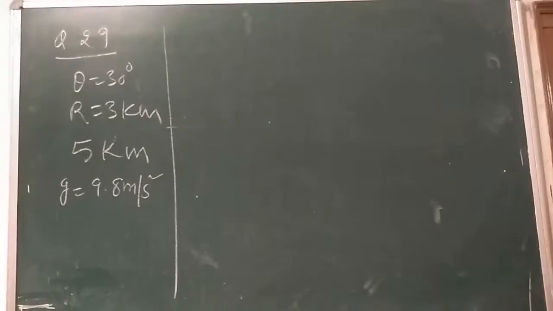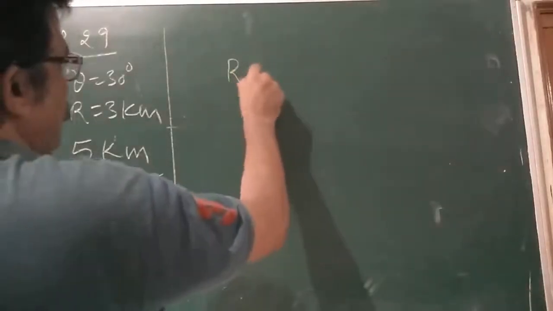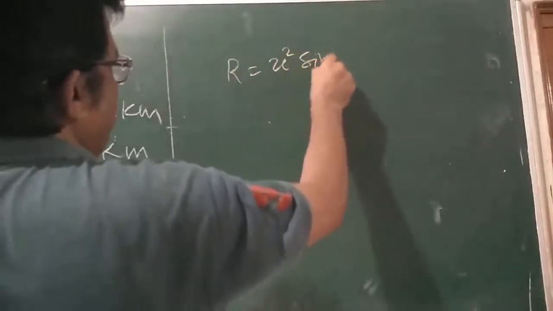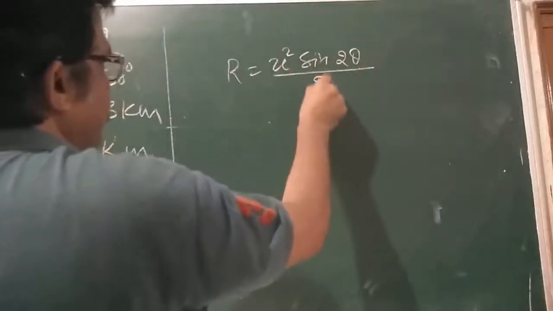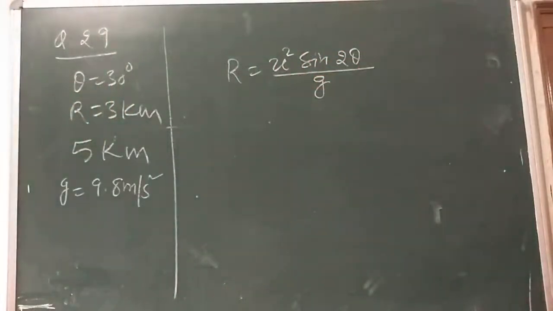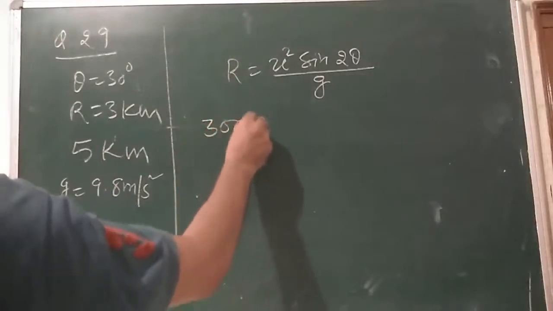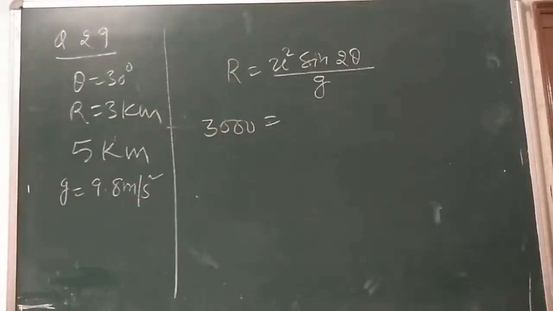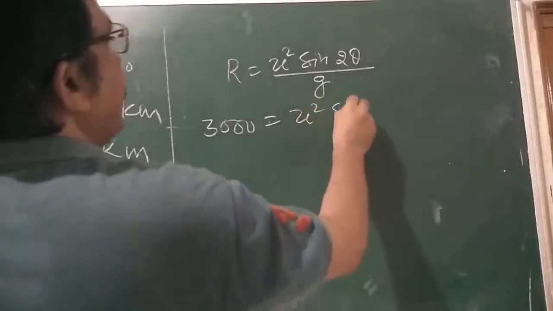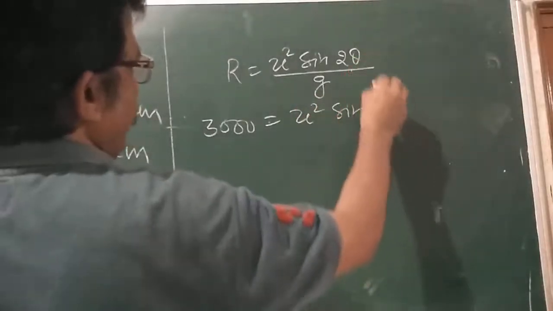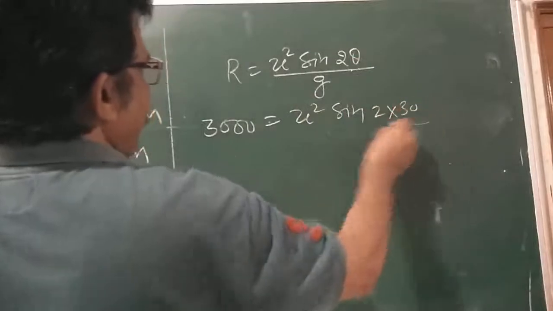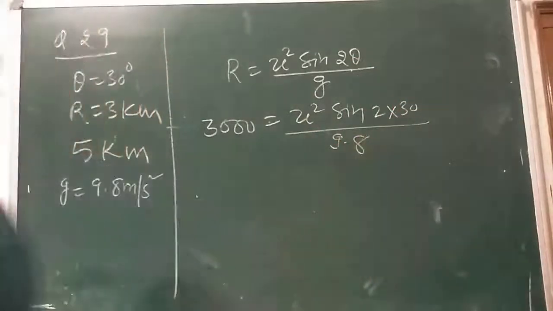The formula for our horizontal range R is equal to u square sin 2 theta divided by g. This is our formula, this formula I have to use. So R comes out to be, put the value of R here, 3 km, that is 3000, u square sin 2 theta, 2 into 30, divided by 9.8 here.